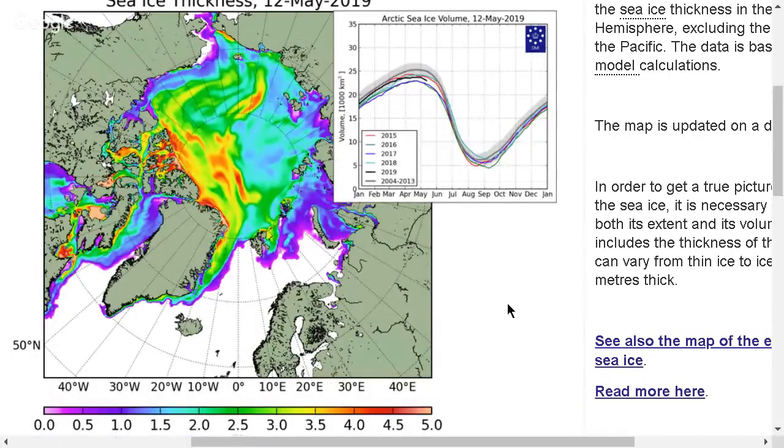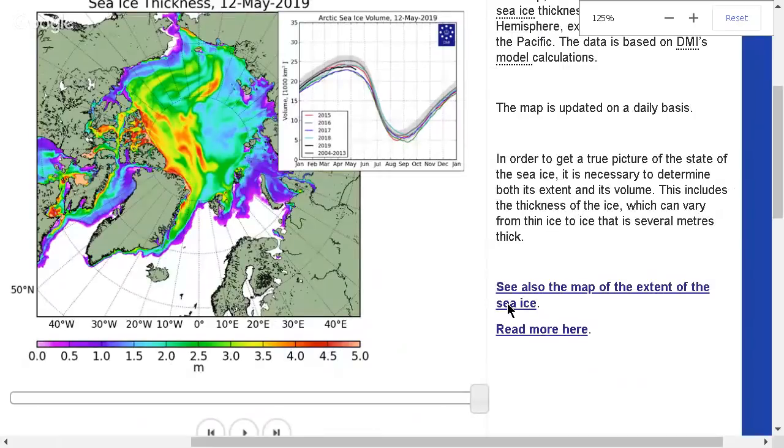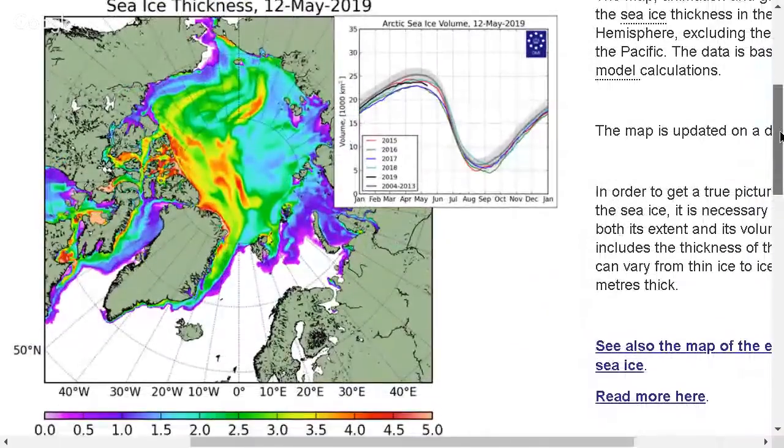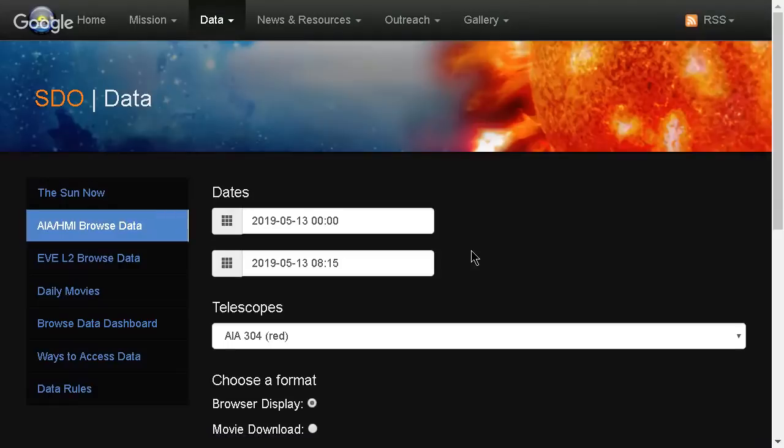From lies such as the Arctic is melting. Here it is on May 12th, 2019. Boy, that looks so melted, doesn't it? That's 4.5 meters of ice right there. See that, folks? It's 4.5 meters of ice. The Northwest Passage still has 2 meters of ice through most of it. There it is. Must be global warming.